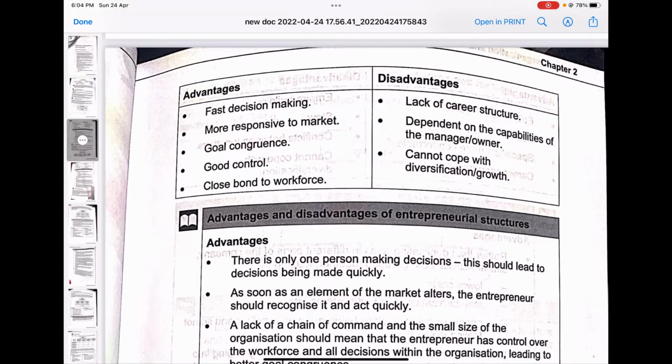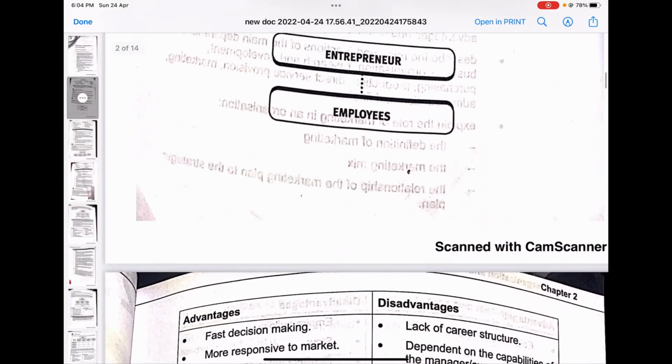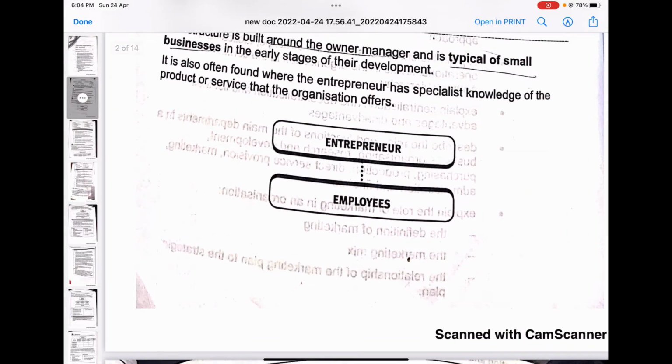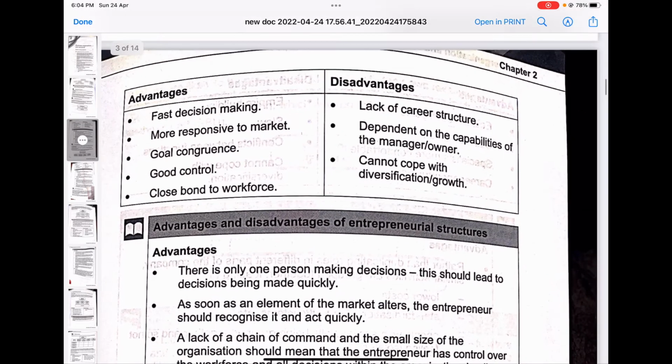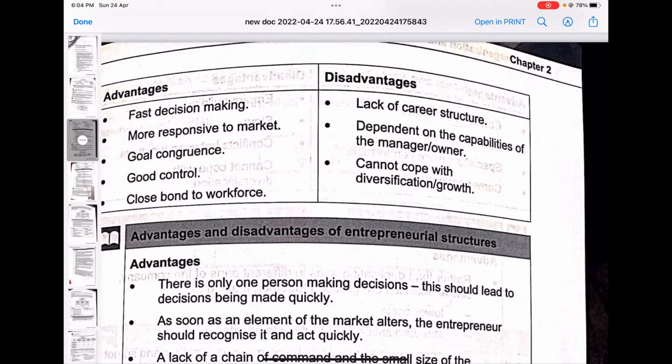So the first is lack of career structure. As we've seen in the diagram above, there's an entrepreneur and employees. Since there's just one leader and it's a small business, there is no career growth for the employees. They can't become the head, right? Because we already have an entrepreneur. So there is a lack of growth, in the sense of lack of career structure.